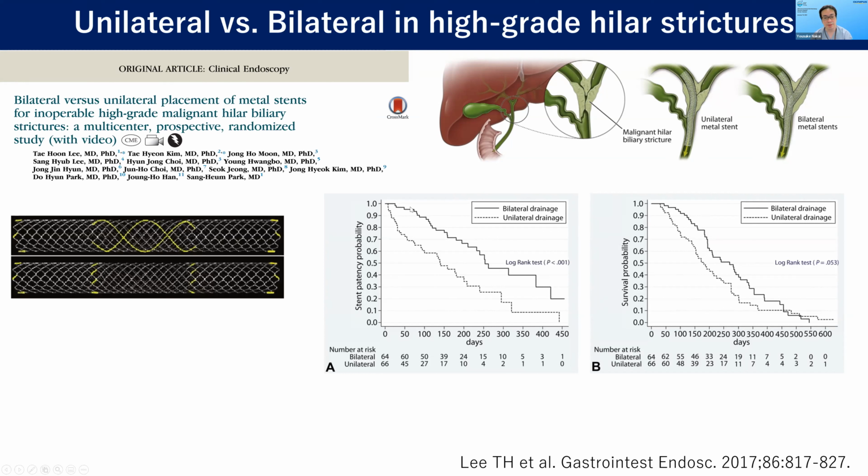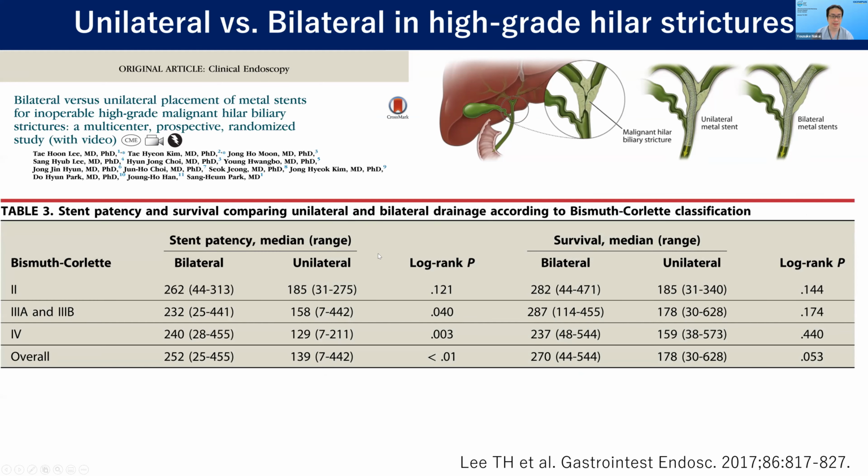Obviously, bilateral metal stenting has a longer stent patency, and this is a survival. It's not statistically significant, but bilateral stenting has a longer survival. So we have to drain both left and right liver. And this is based on the Bismuth classifications.